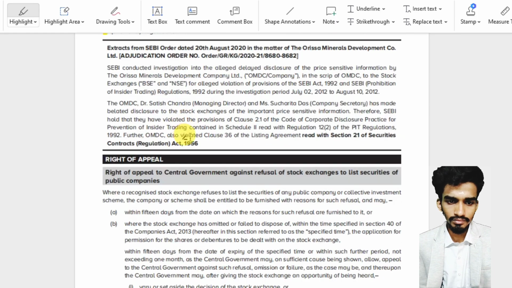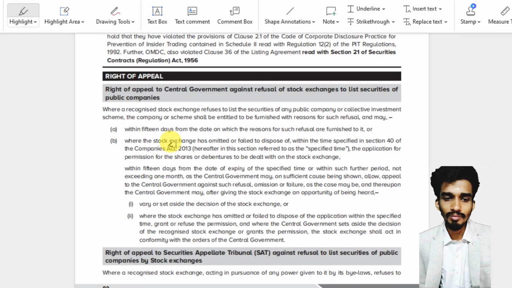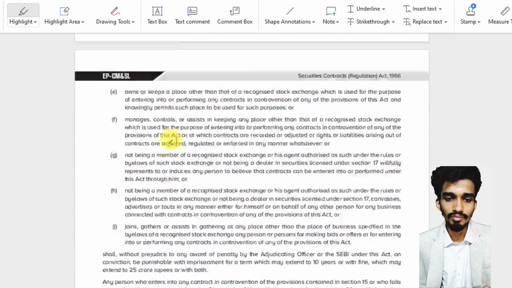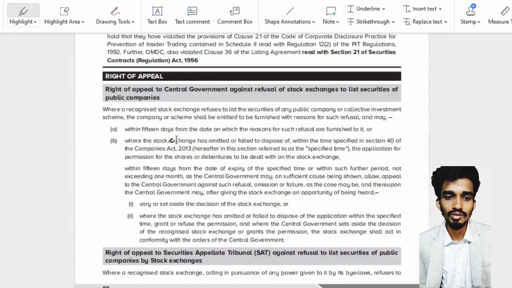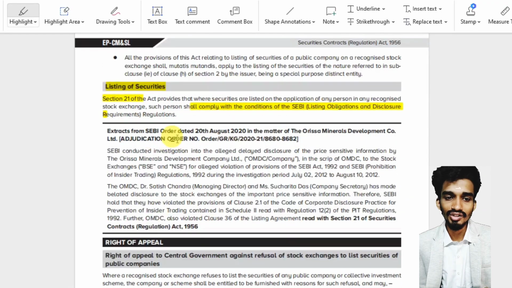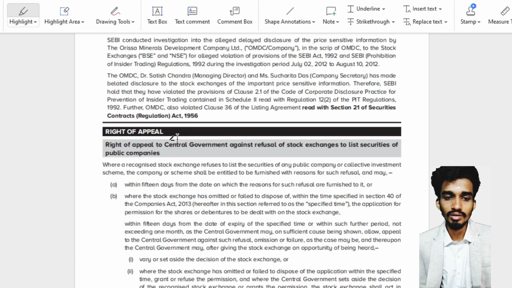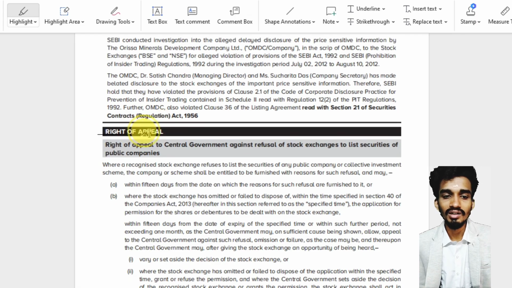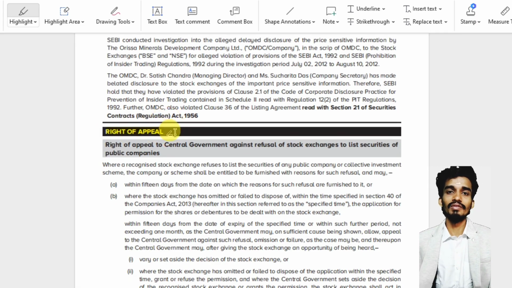And right of appeal. So till now we have completed the section part, which is more general. That is your right of appeal. Whenever you're dissatisfied by an order of SEBI, you can go to the central government.